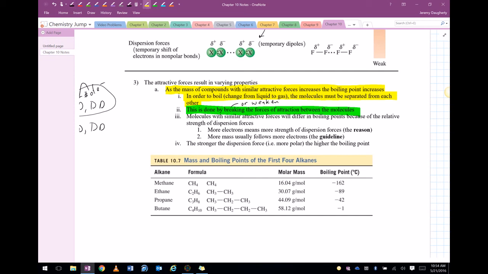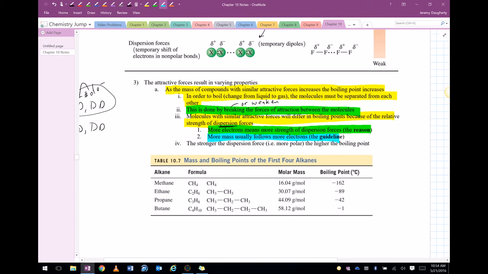So, and here's where I get into the number of electrons. The molecules with similar attractive forces will have different boiling points, and it's all because of the relative strength of that London dispersion force. So here's the reason. More electrons means more strength. And we can figure out which one has more electrons by looking at the mass.